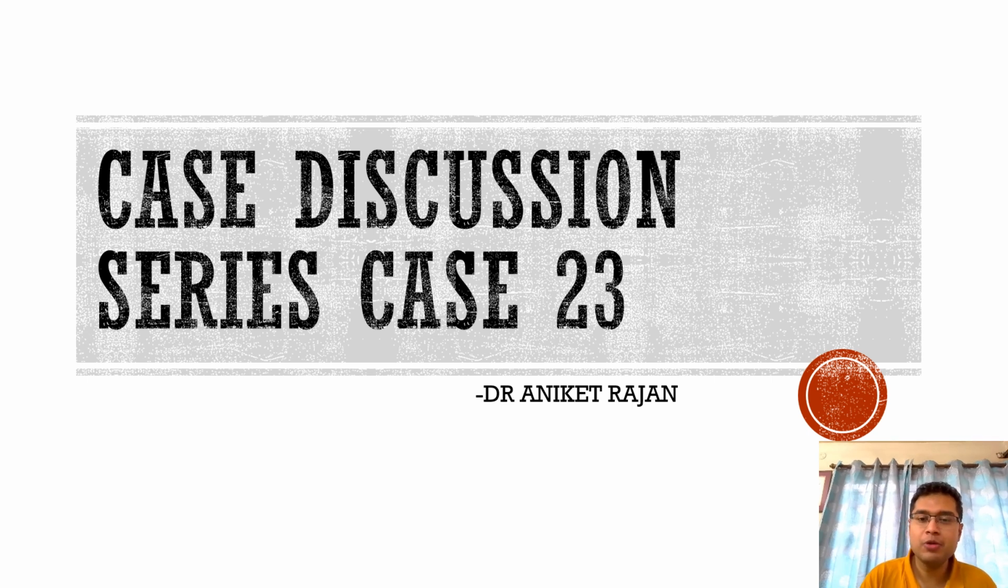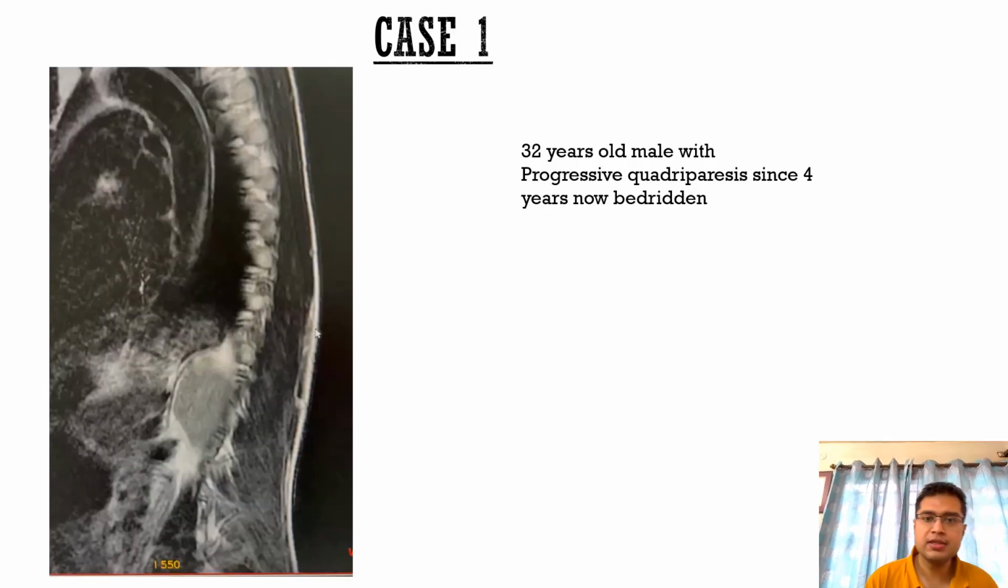So hello everyone and welcome to the 23rd case of this case discussion series, and we'll be discussing two companion cases today of spinal cord tumors. So coming to the first case, we have a 32-year-old male who presented with progressive quadriparesis since past 4 years and now bedridden, came for an MRI.